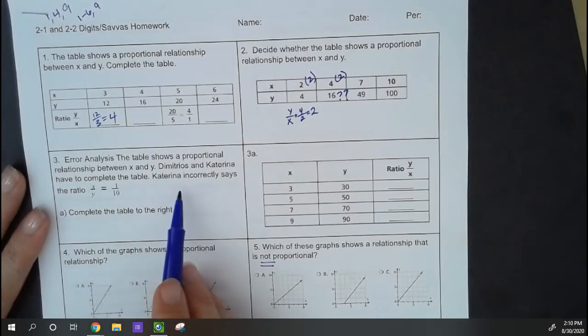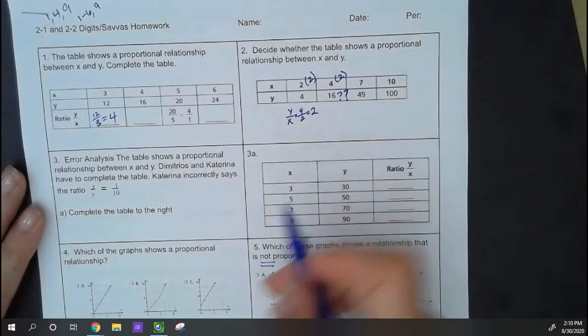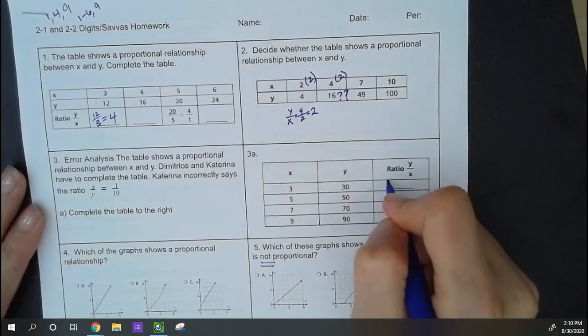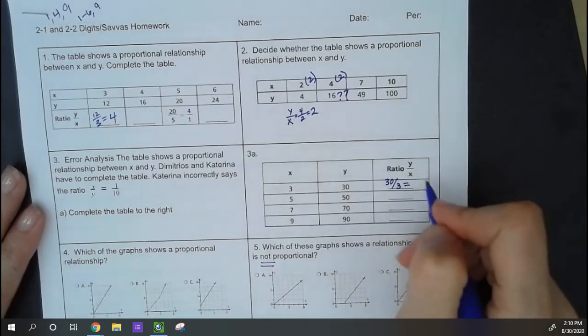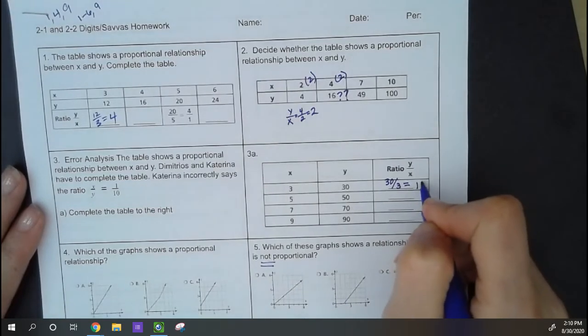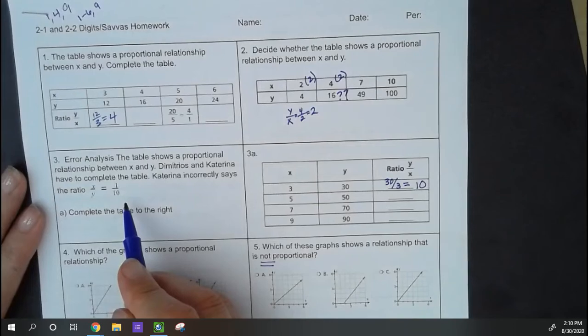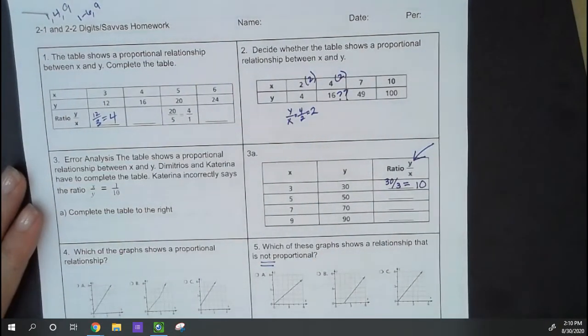And Dimitri says that the rule is 1 over 10. Is that right, that you're multiplying by 1/10 each time? Think about that. Take your y and divide it by your x and think about what you get. Is this number the same as this number? Remember that the rule is y over x.